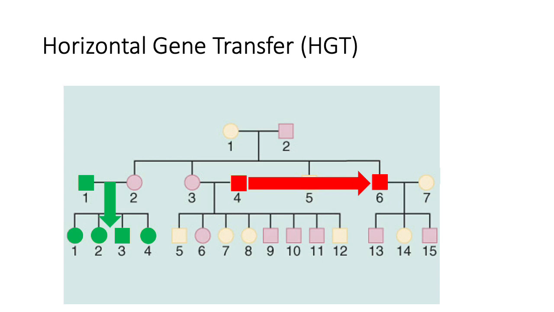It doesn't have to go through meiosis. It doesn't have to go to your offspring. You can send DNA to another organism that is not a daughter cell or a gamete. That is horizontal gene transfer. So how does that work? Well, let's talk about F factors.